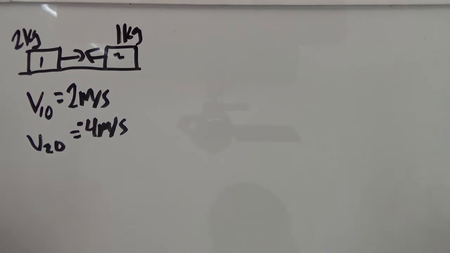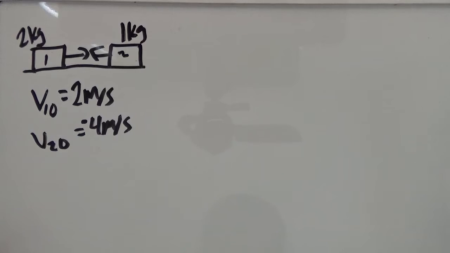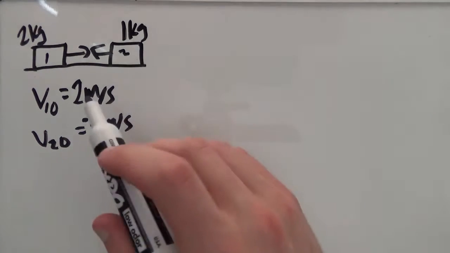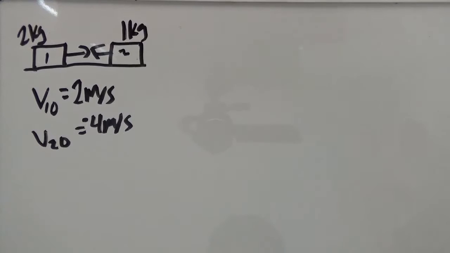So the first thing we're going to do is say that this is an elastic collision. The problem tells you this is elastic. Now, elastic means that they bounce off of each other, right? And you go from there. So when they're bouncing off, they both move off with a different velocity. So if you have only these two, you can't find two missing velocities.